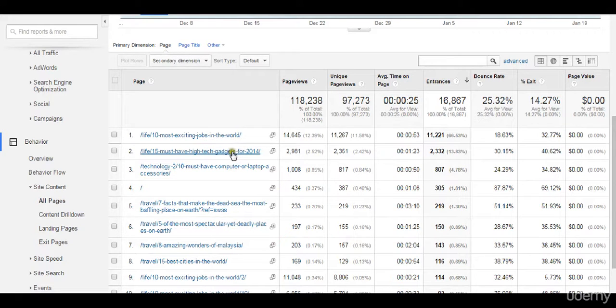So this one, high-tech gadgets, you can see that this would be for software or gadgets, technology. This would probably have a higher cost per click. The same thing with computer or laptop accessories, higher cost per click because these are advertisers that have real money to spend. Now this is a travel one. It depends because this could work out. "7 facts that make the Dead Sea the most baffling place on earth."